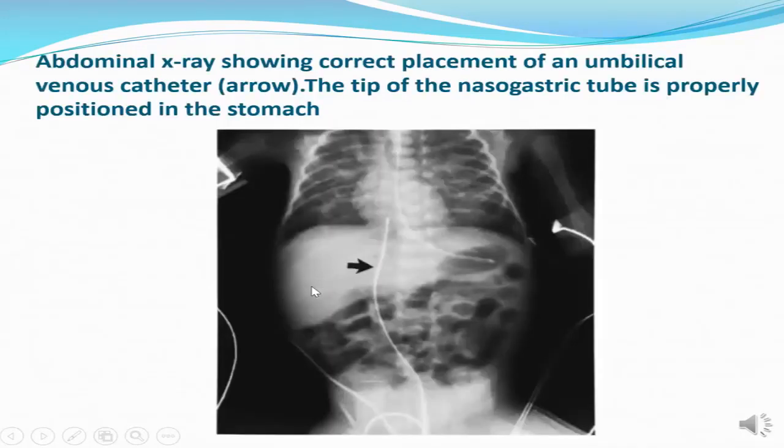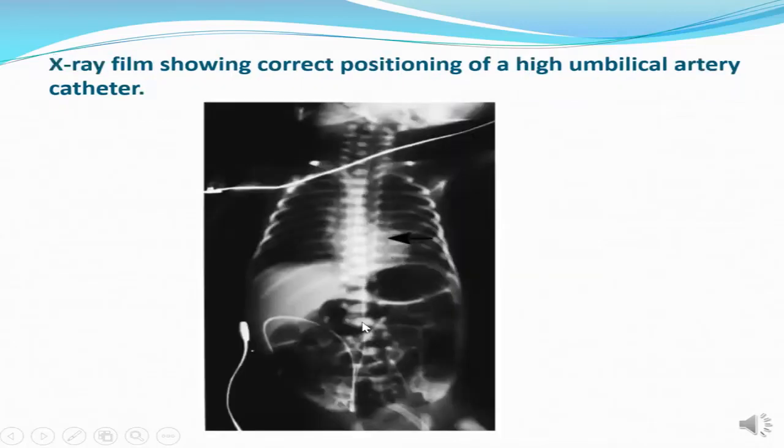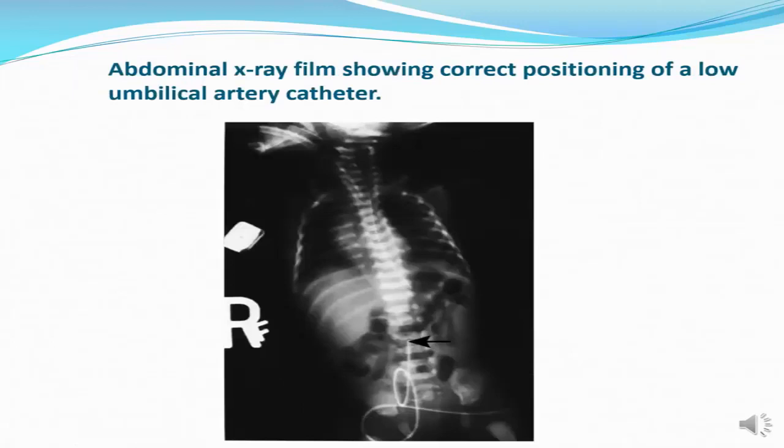And this is an X-ray showing how they insert the umbilical vein catheter, and then it reaches above the diaphragm, and then the tip of the nasogastric tube in the stomach. And this is also the umbilical artery catheter, high type, usually between T6 and T9, while low umbilical artery catheters are usually between L3 to L5.